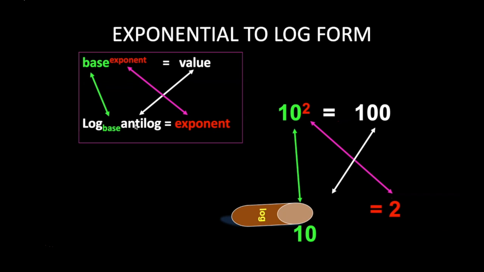Two ran over and told 100 what had happened, and 100 came to see what was going on. So if you can remember this little illustration, log base 10 of 100 equals 2 looked like 10 squared equals 100. That'll help you keep the movement of the numbers a little clearer.